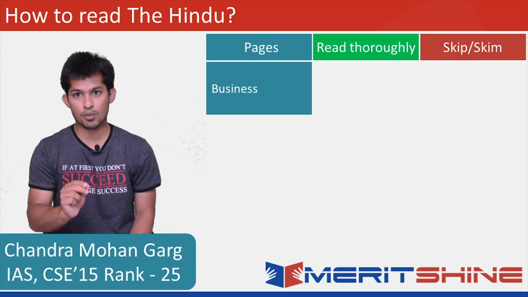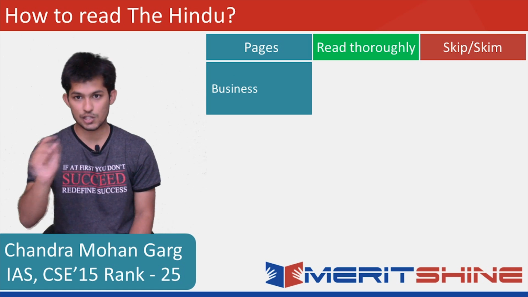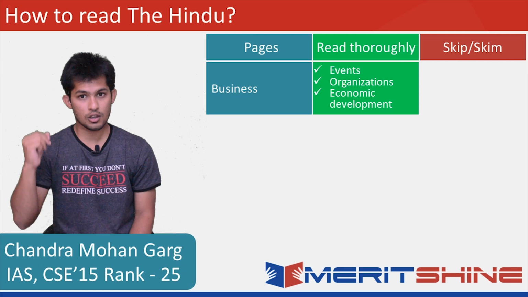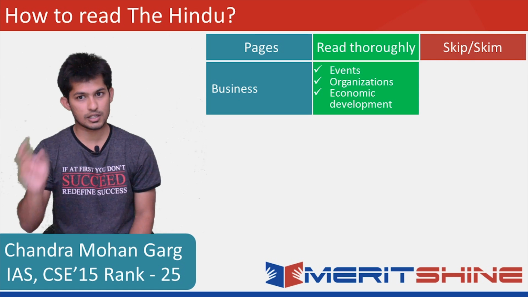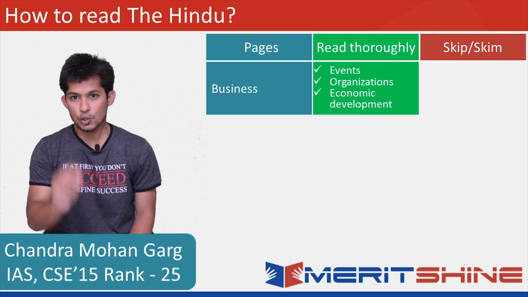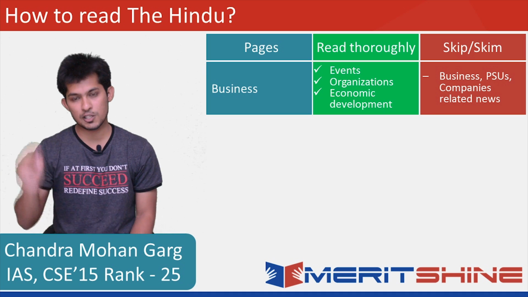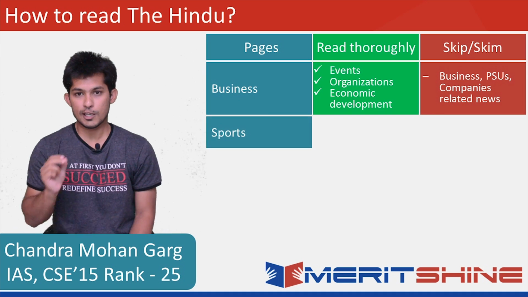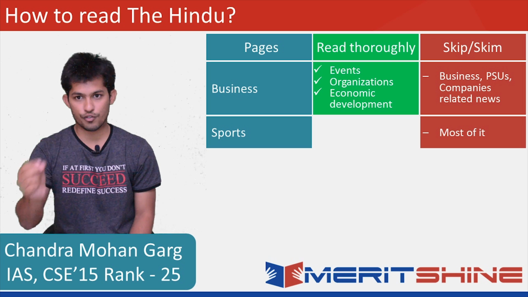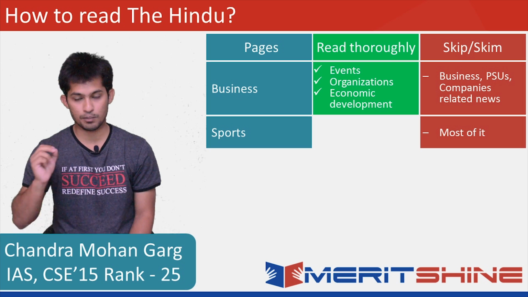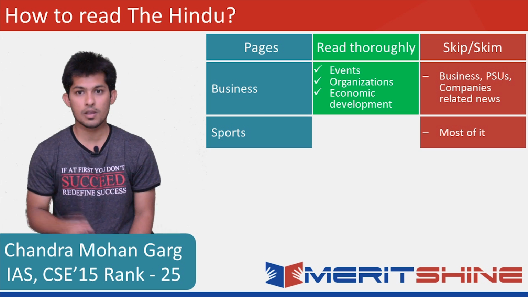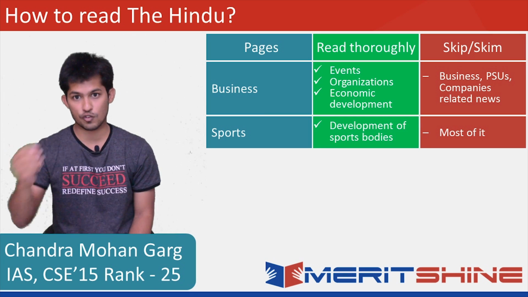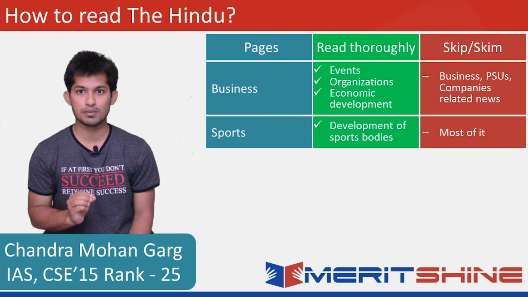Business page is very important from GS3 point of view and as well as from prelims point of view. So any event, organization or economic news is very important. But news related to businesses, companies, PSUs, you can skip them. Next is sports. Sports page generally does not have a lot of relevance of direct importance to our paper. But if you find some development in organizations of sports bodies, yes, you have to keep that in mind.